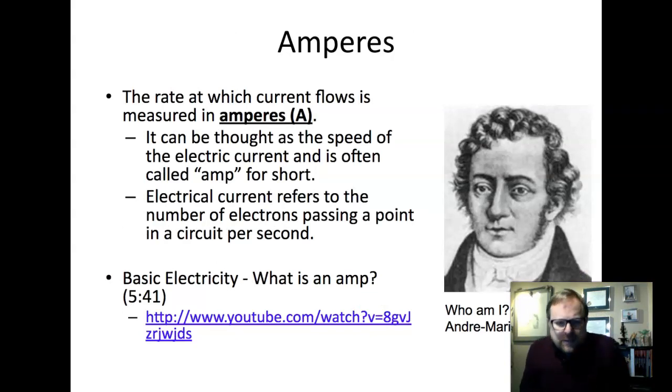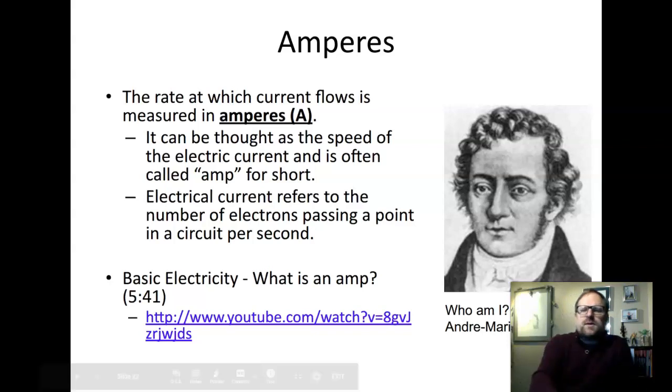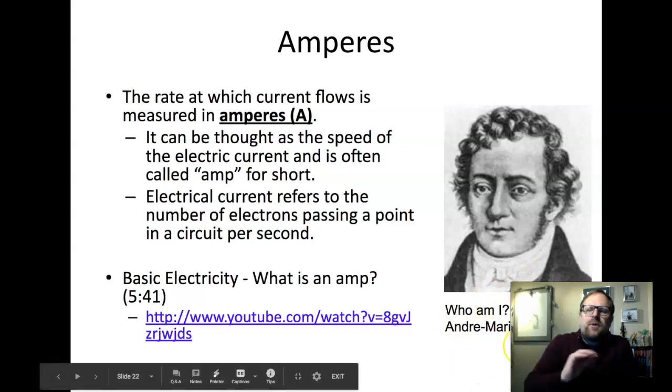What's related to current electricity is the idea of amperes. Okay, and an ampere is the rate at which current flows. Okay, it's a measurement of the rate at which current flows. And so the best way to think about it is to think about a fast flowing stream versus a slow flowing stream. Okay. Oh, and by the way, this is Andre Marie Ampere, which the unit amperes is named after.